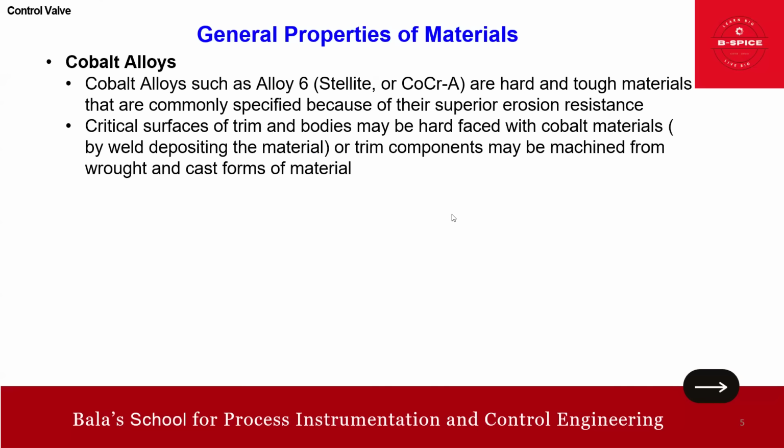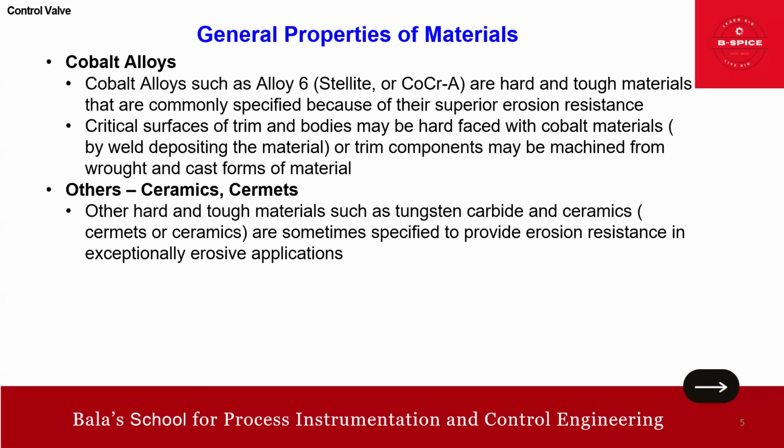By welding deposition of the material, or the trim components may be machined from wrought and cast forms of material. So this is about the cobalt alloy. Then there are others, in the sense of ceramics and other hard and tough materials such as tungsten carbide, which are sometimes specified to provide erosion resistance in exceptionally erosive service. There is no other way. You have to go with this.